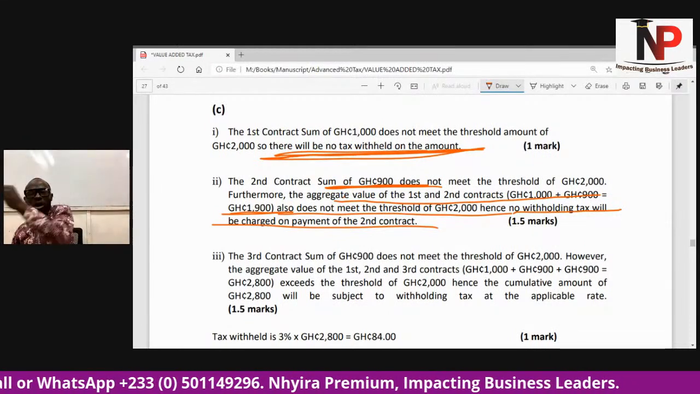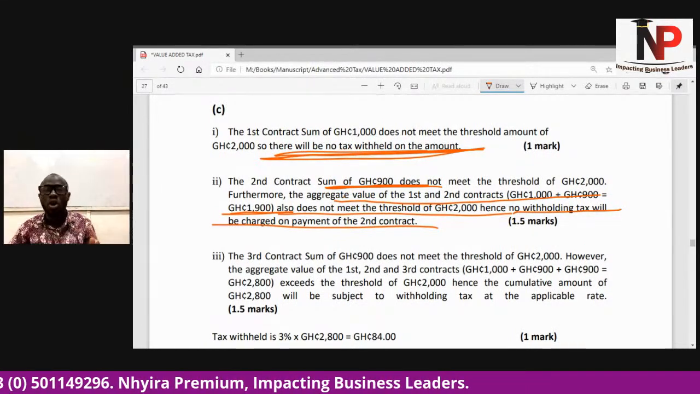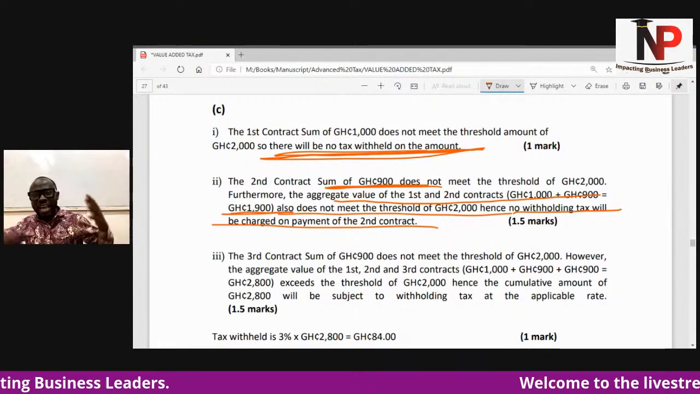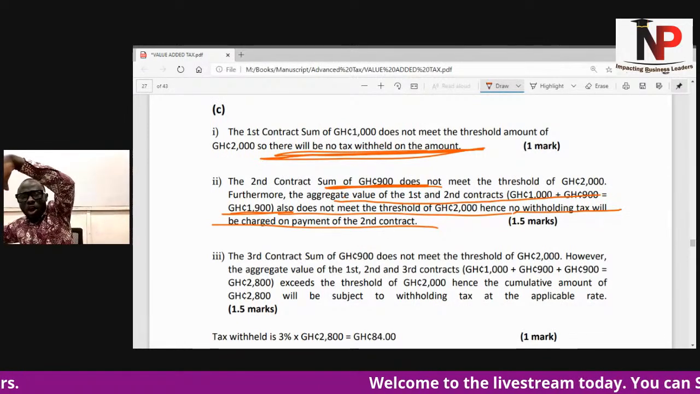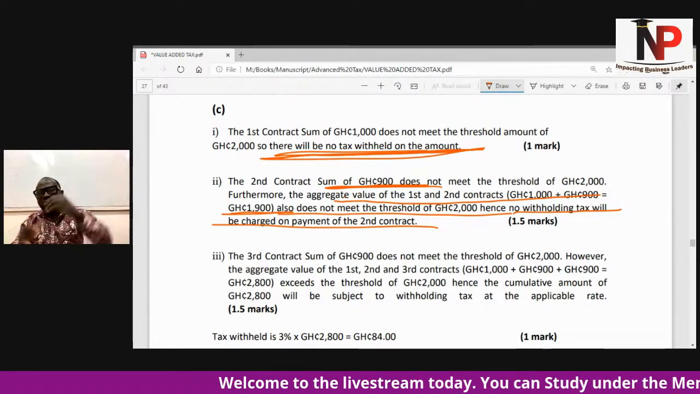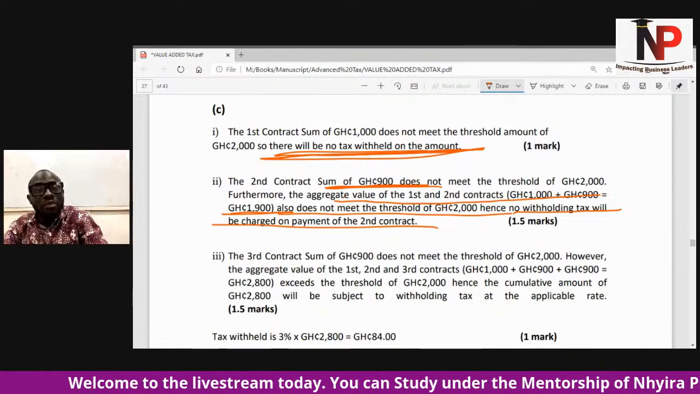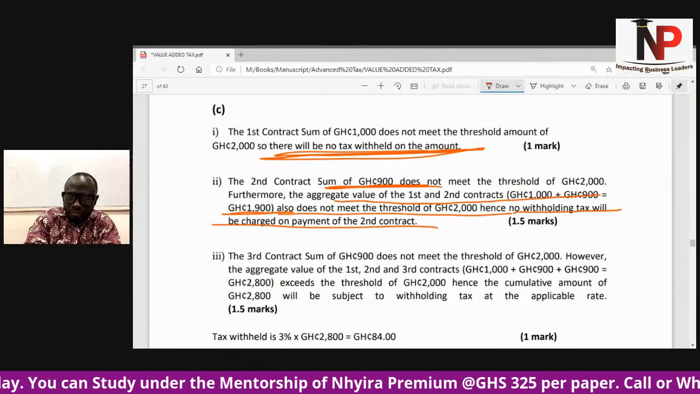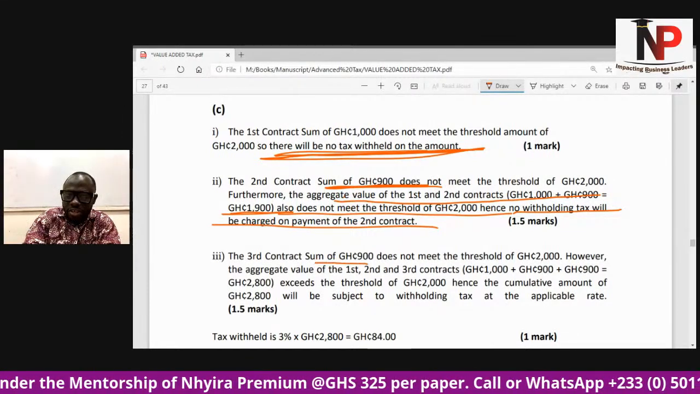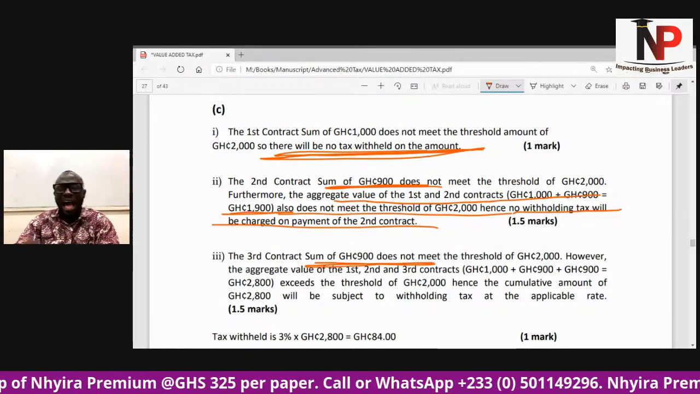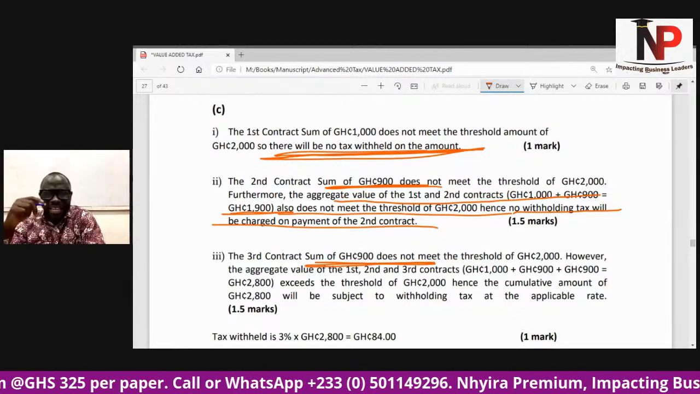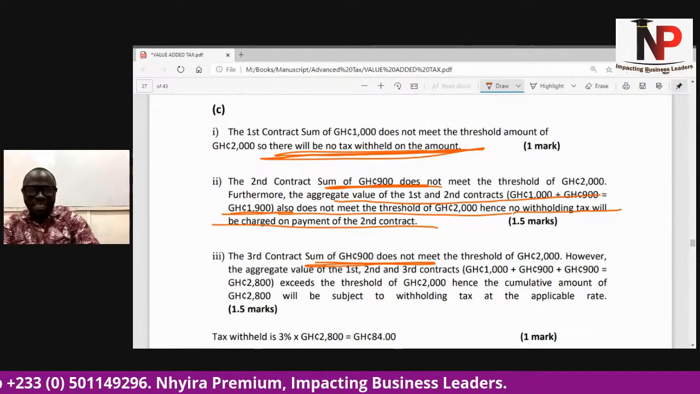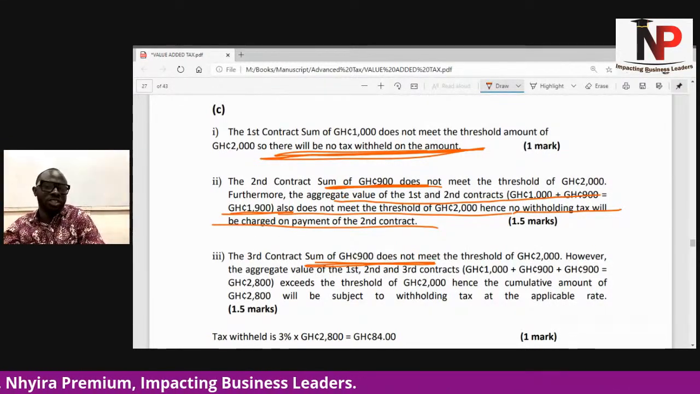But if there are more than one supplies or activities within the year under consideration, then even though individually they may not qualify, if in aggregate they qualify, then you charge the VAT on the aggregate amount. And we'll come to that in a moment. The third contract is also 900. Maybe they were dodging the VAT or something like that. But you cannot dodge these things, okay?